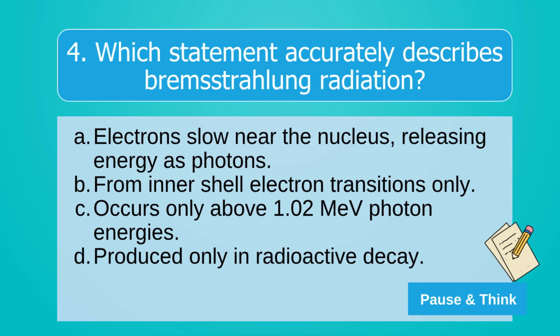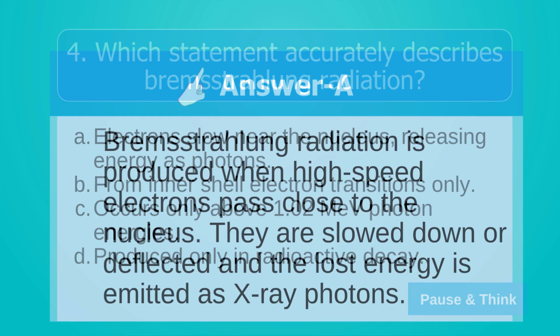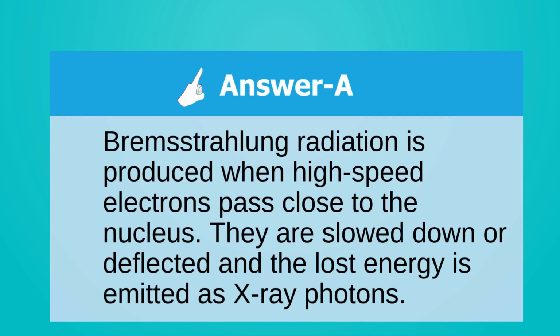Question 4. Which statement accurately describes Bremsstrahlung radiation? Option A, electrons slow near the nucleus, releasing energy as photons. B, from inner shell electron transitions only. C, occurs only above 1.02 mega electron volts. D, produced only in radioactive decay. Choose the correct answer. The correct answer is option A.